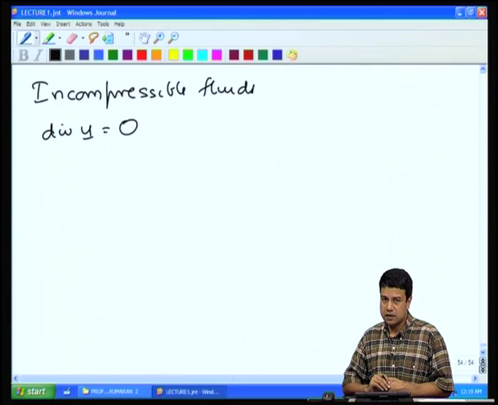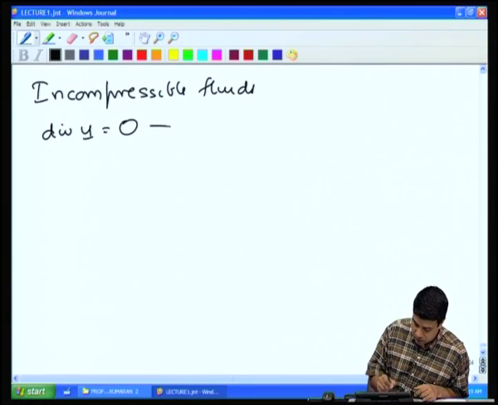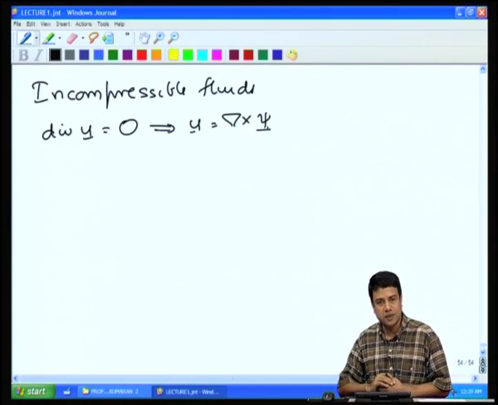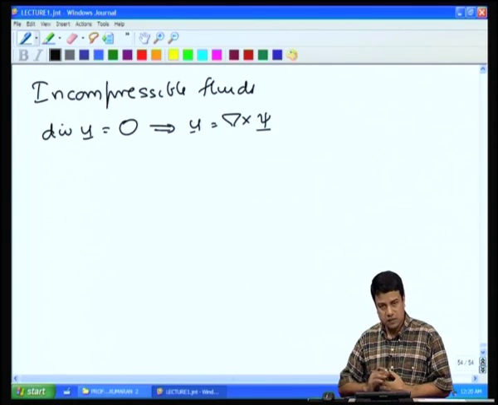If you recall what I said in the last lecture, this means that u can always be written as the curl of some vector. So, this does not have a simplification in general, because all it means is that you are writing one vector in terms of another. One vector is being expressed in terms of some other vector. So, you are not reducing the complexity of the problem. However, it does result in a significant simplification if the flow is two dimensional.